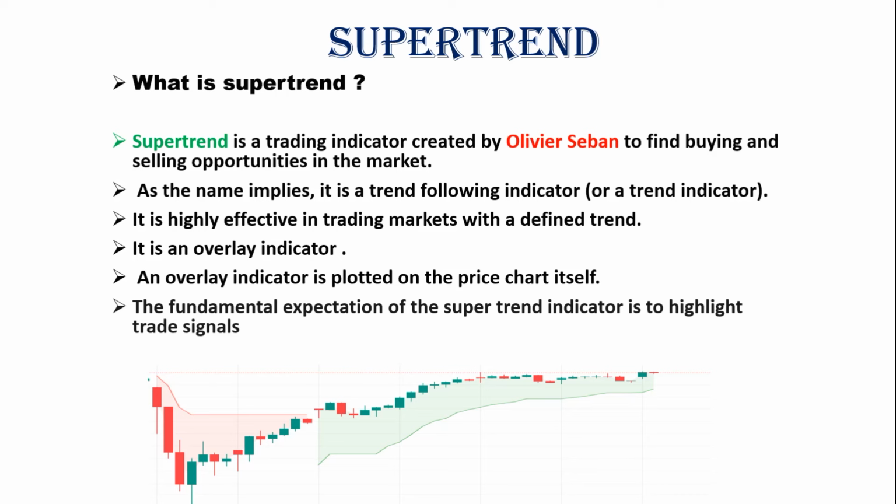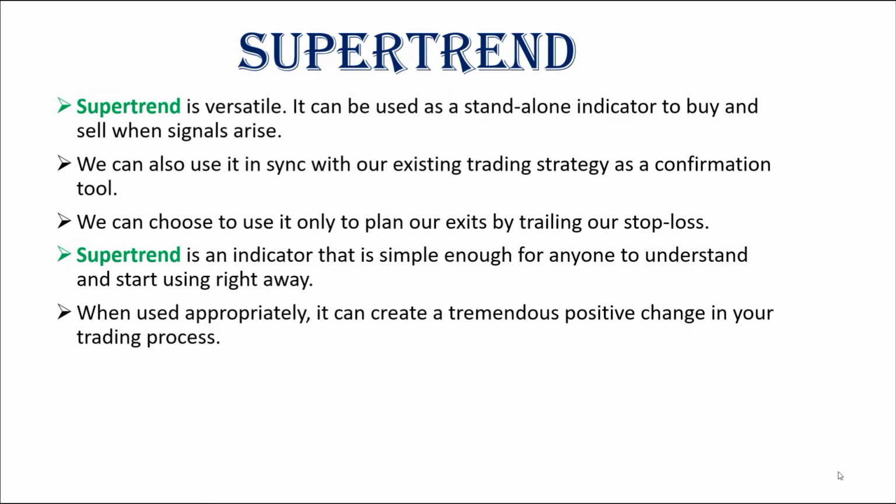The fundamental expectation of the SuperTrend indicator is to highlight the trade signals. This red and green line will also act as the support and resistance levels. If you are using a particular indicator in our trading, we should know its characteristics and how to use it in order to hold our trades, whether to enter into the short or the long trade. We should understand how much accuracy there is for the particular indicator.